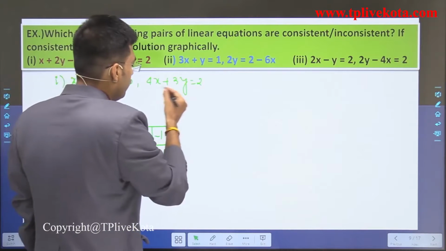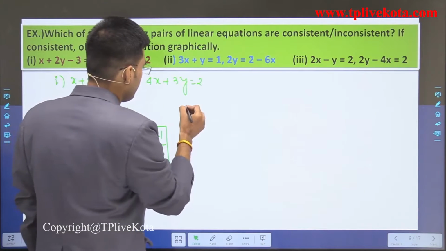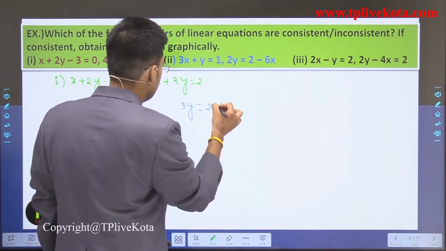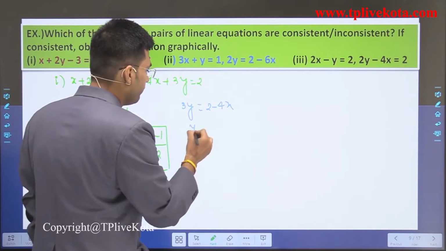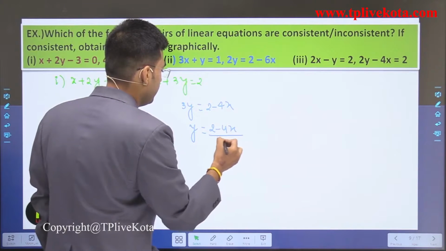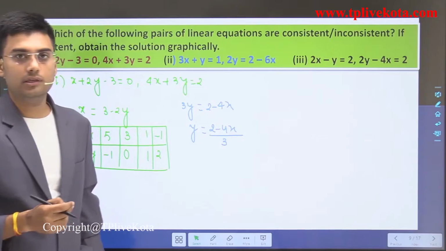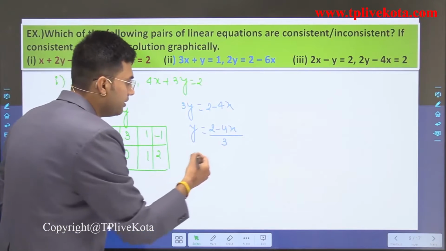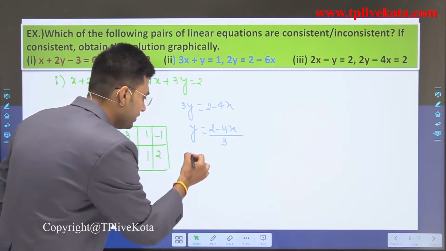So, from here we can write 3y is equal to 2 minus 4x. We can write y is equal to (2 minus 4x) divided by 3. Clear? Now, we have to find the values of x and y and prepare the table.